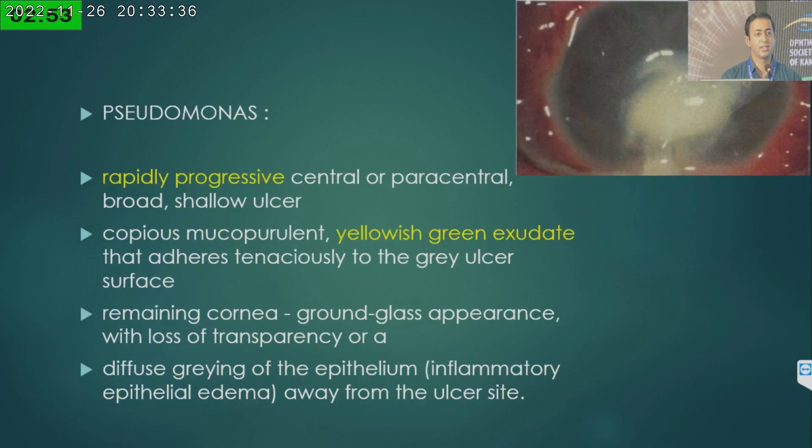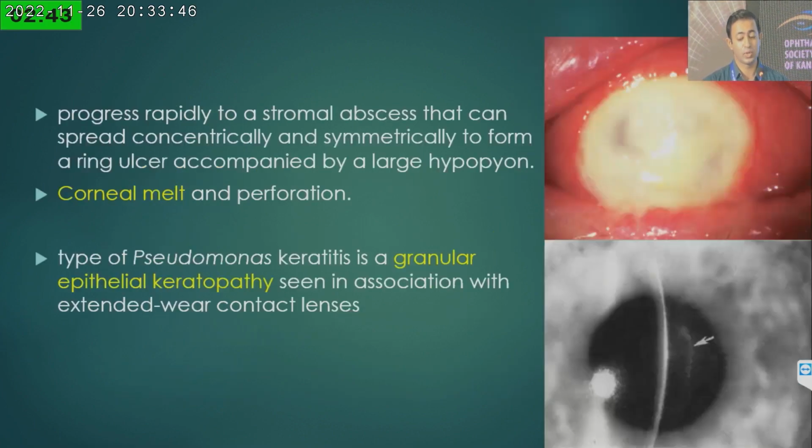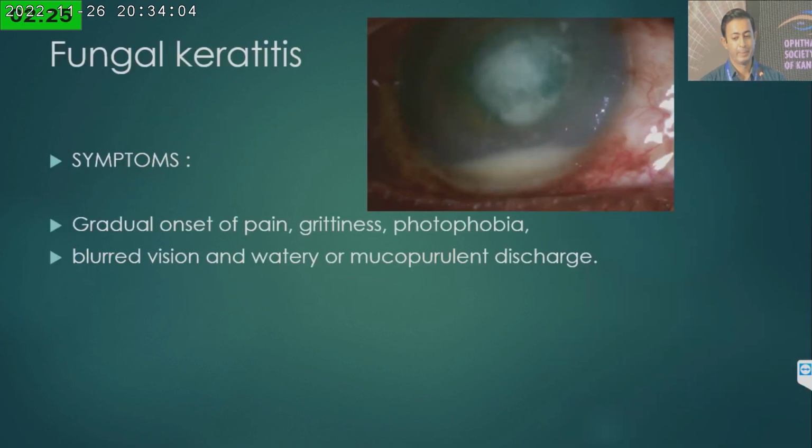Pseudomonas is very notorious in creating a rapidly progressive fulminating ulcer, usually associated with a yellowish green exudate on the surface, and the remaining cornea usually shows a ground glass appearance. Here in the picture you can see a rapidly progressive ulcer, usually associated with corneal melt and perforation, and the associated sclera is also inflamed, showing scleritis. Another type is commonly encountered in extended wear contact lens users, where you have a granular epithelial keratopathy.